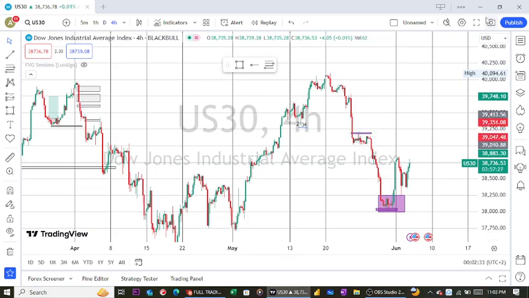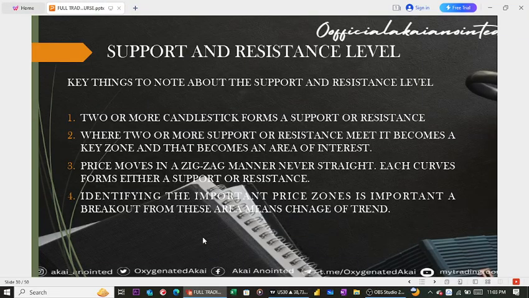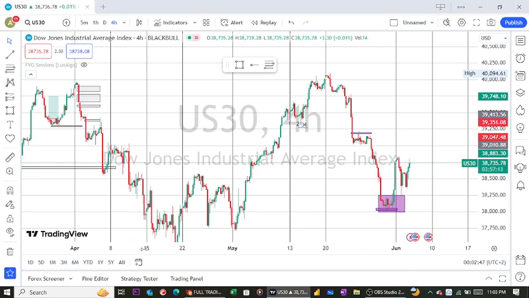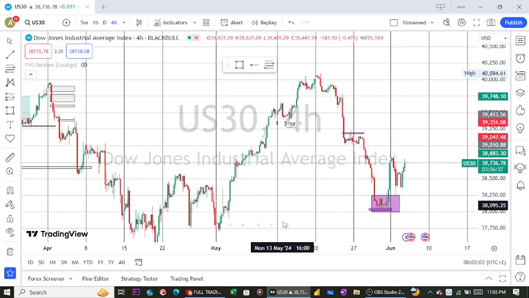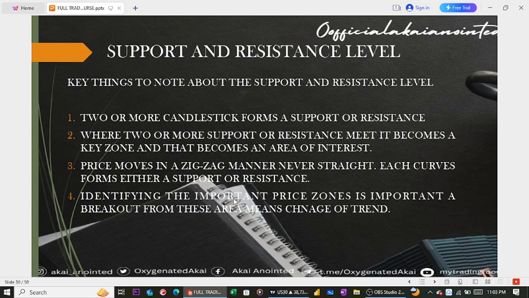So moving on, price moves in a zigzag manner, and the zigzag manner are corrections. Then the next is identifying the important price zone. A breakout from this area means change of trend. You understand? Anytime price breaks out of a zone, it is either continuing its trend, or if it reaches a key zone, it either reverses or continues. And if it's continuing, you know that it's going on a very long trend again. So that's what you should note about support and resistance level.